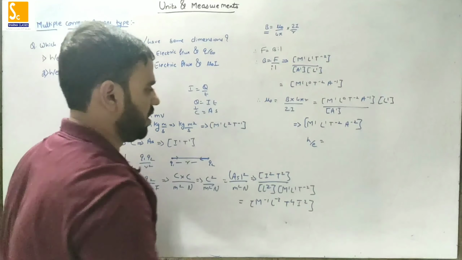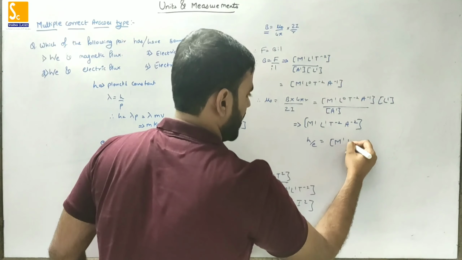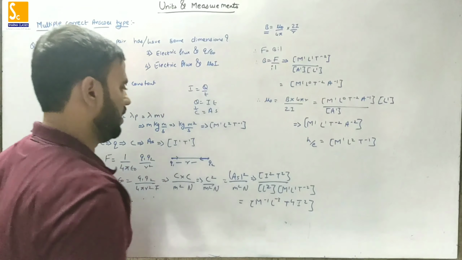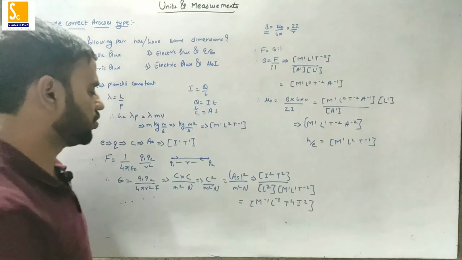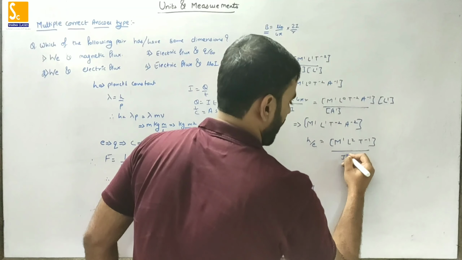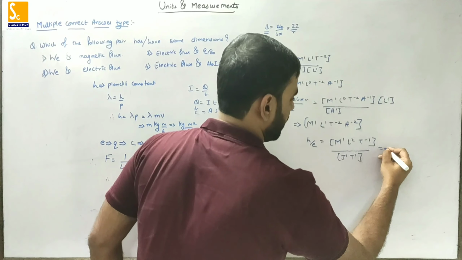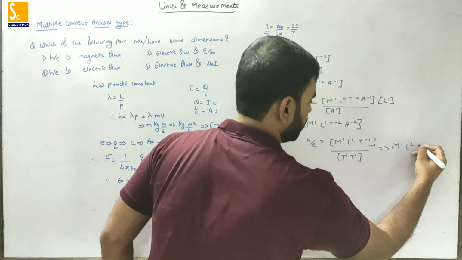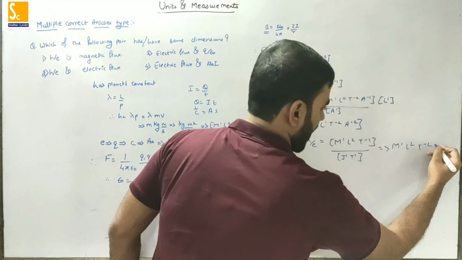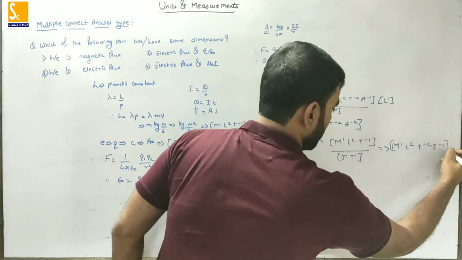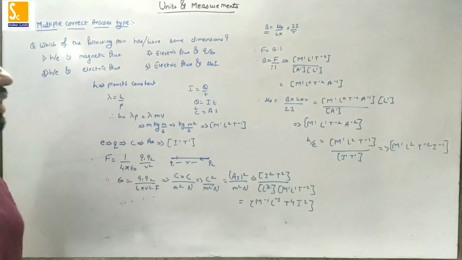H is M raised to 1 L raised to 2 T raised to minus 1, and E is nothing but A raised to 1 and T raised to 1. So it comes out to be M raised to 1 L raised to 2 T raised to minus 2 and A raised to minus 1. So that is the dimensional formula for H by E. Correct? Further, next is magnetic flux.